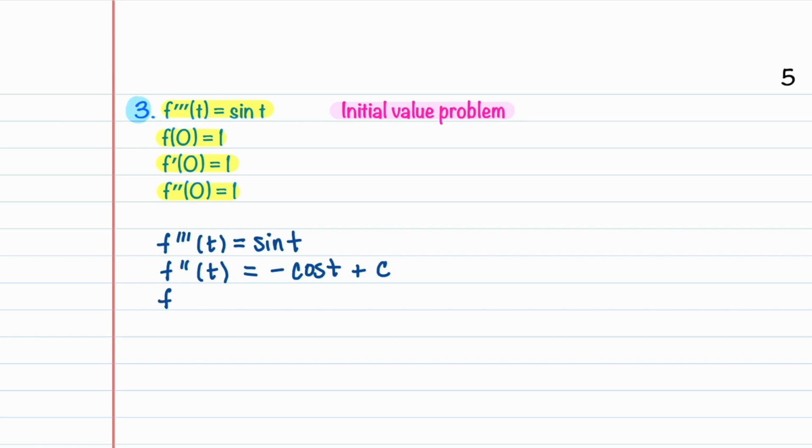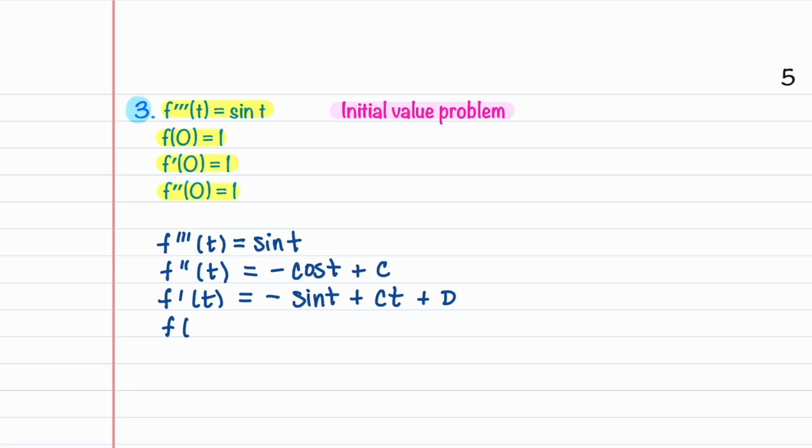Now let's find f prime of t. It's going to be equal to minus the antiderivative of cosine t. That is sine t. And then with our c, we have to multiply it by t. And then we have to add another constant because we just did another antiderivative. And we're going to call that constant d.